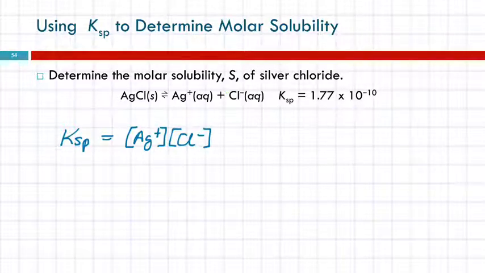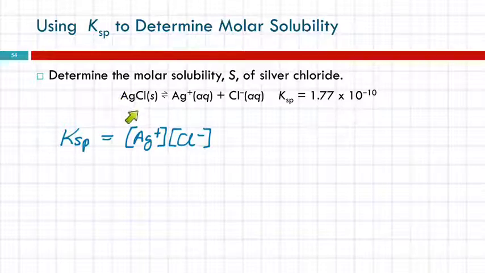But we're supposed to find S, and there's no S anywhere that we can just solve for, right? S is how many moles of silver chloride dissolve per liter. So here's where we have to do a little bit of thinking. We can't just follow a blind pattern. If 1 mole of this dissolves, how many moles of silver ions would there be? 1. And how many moles of chloride ions would there be? 1.